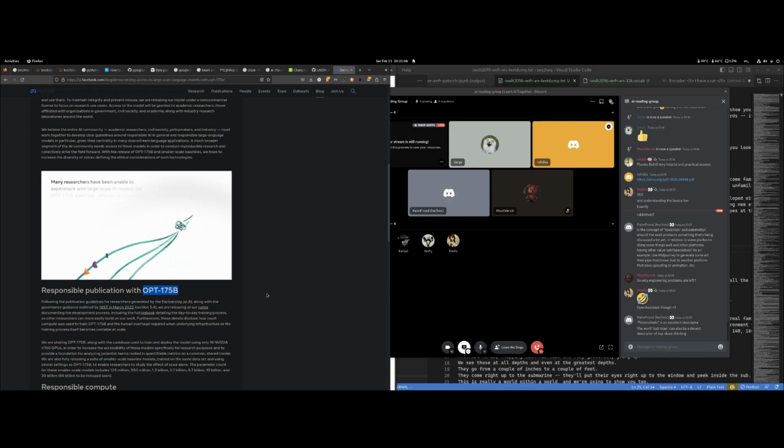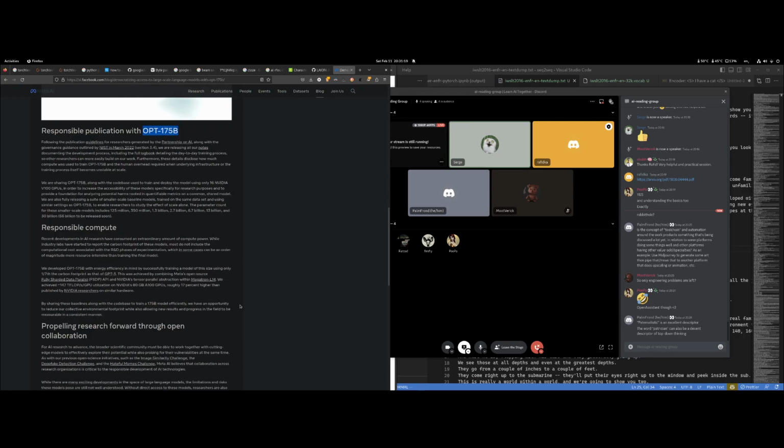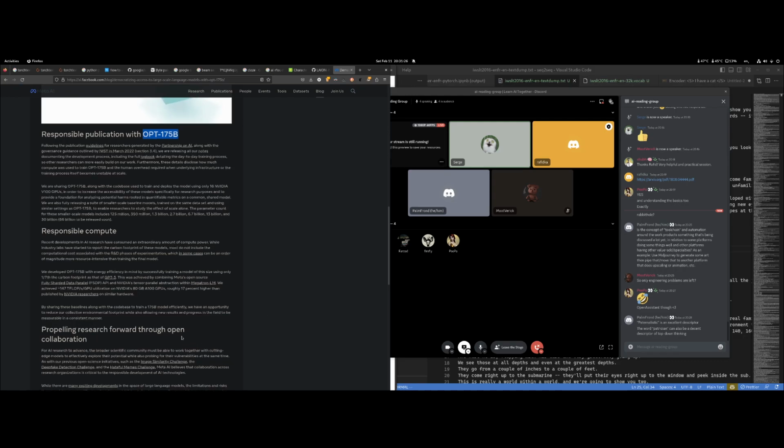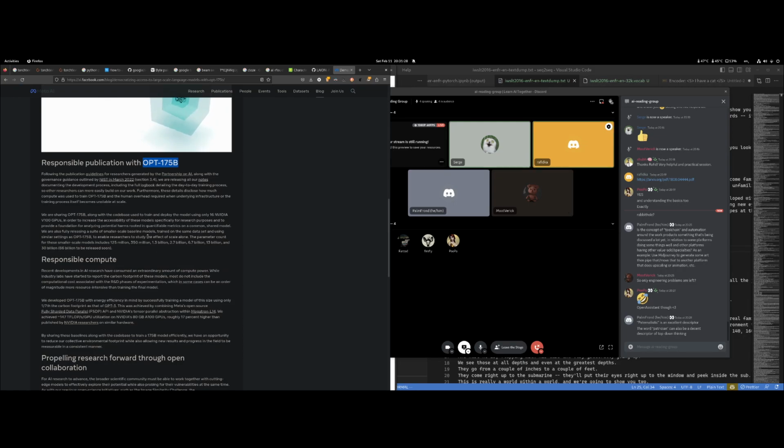Considering the size, I imagine it's just good enough. They don't open the 175 billion, but they open a 66 billion model, and I played with it. Unfortunately, it's not close even to GPT-3 or ChatGPT in quality, but at least it doesn't output gibberish.